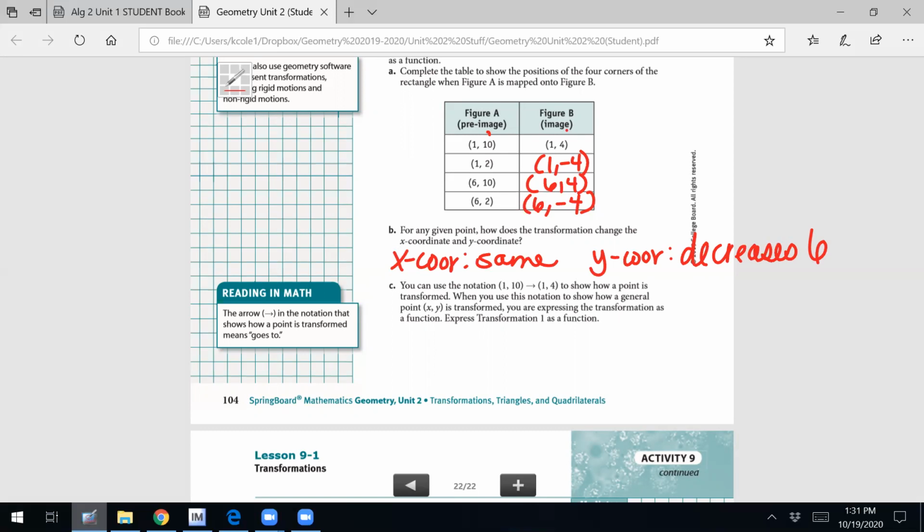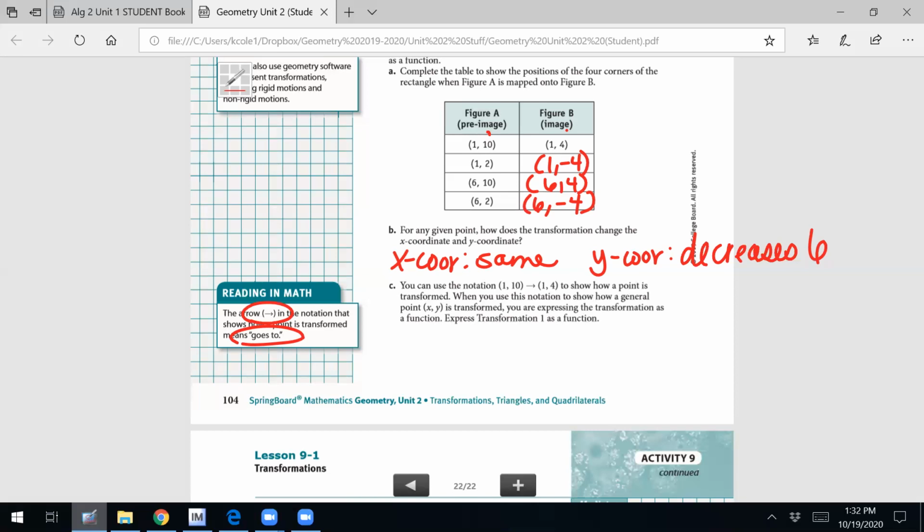Now, letter C says you can use the notation (1, 10) goes to. The arrow means goes to. (1, 10) goes to (1, 4) to show how a point is transformed. So we're specifically talking about that one point. (1, 10) goes to (1, 4). So that just tells you about one dot.